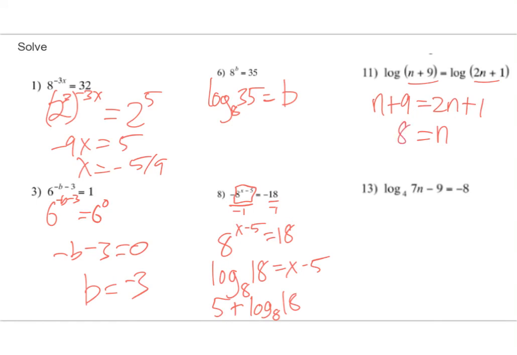And for the last of these, we've got log base 4 of 7n, and I'm going to put this in parentheses. The minus 9 is on the outside of the parentheses, so we're going to add 9 to both sides first to get the log part by itself. We get log base 4 of 7n is equal to 1. I'm going to convert, so 4 to the first power is equal to 7n. N is going to be 4/7.